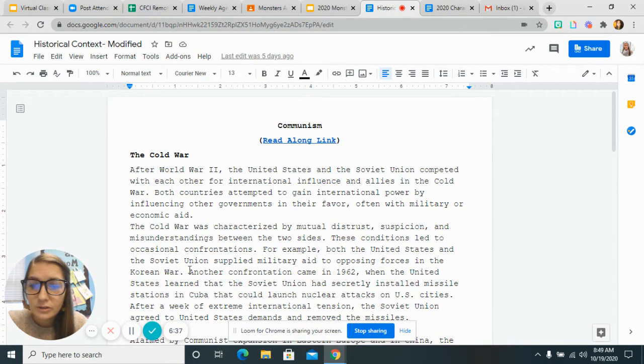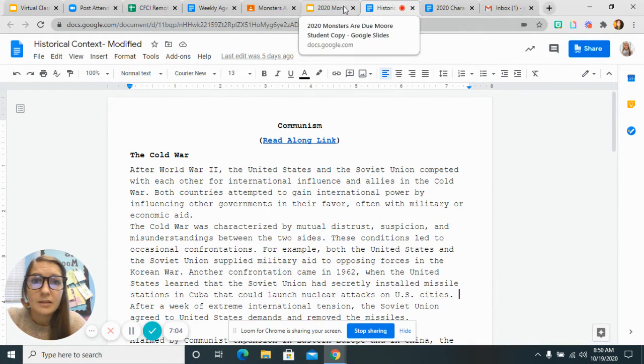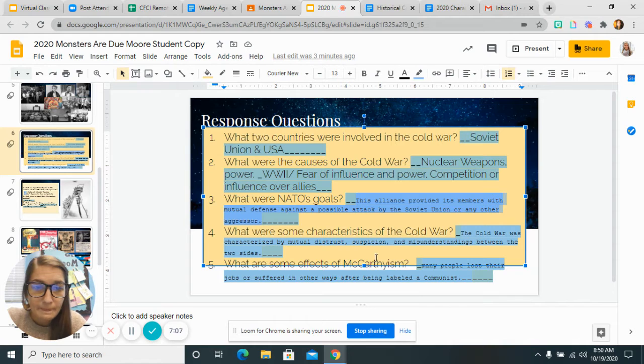There were no actual bombs thrown during the Cold War. That's kind of why it's called cold. But there were little pockets of wars that happened because of the Cold War, like the Korean War, Vietnam, the situation in Cuba. So those are things that happened because of the Cold War. Yeah, the Cold War was characterized by mutual distrust, suspicion, and misunderstandings between the two sides.